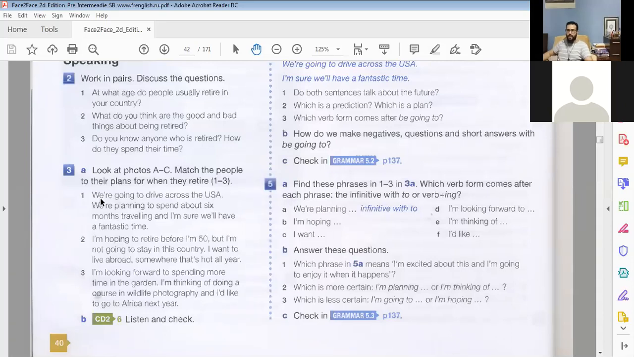So this means that number 1 is for photo C, right, Malak? Number 1 is for C, Ryan and his wife. And this is for photo A, the one about Derek, and Heidi is B, right? Are you there, Malak?